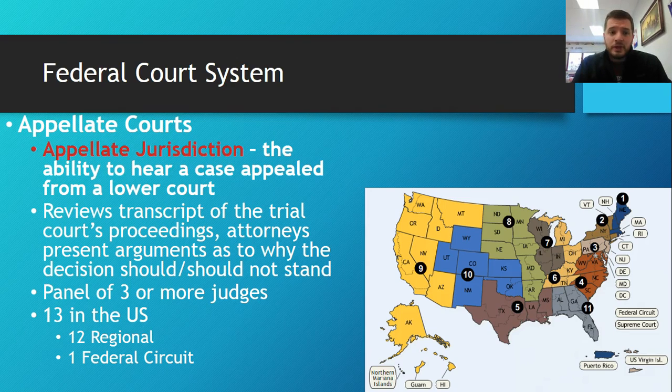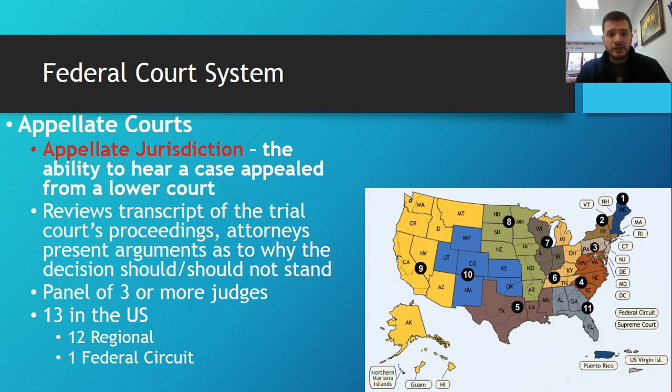If the appeals court decides to hear your case, you don't redo the whole trial. All they do is review the transcript, which is just the recording, since there's a person typing the entire time during the district trial. So they review the transcript of the trial court's proceedings. The attorneys are present, and they give arguments as to why the decision should or should not stand.